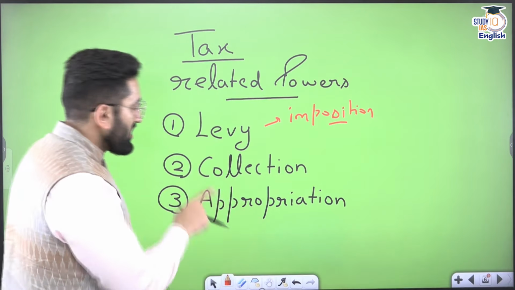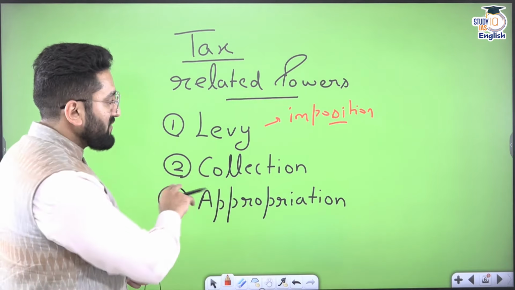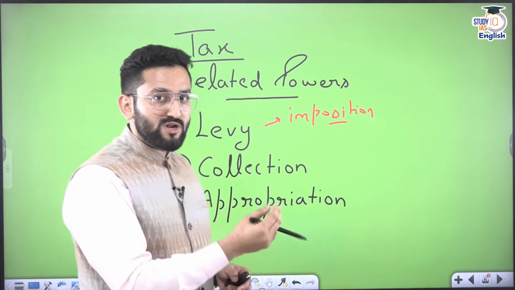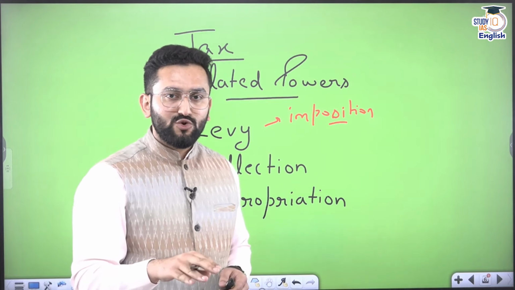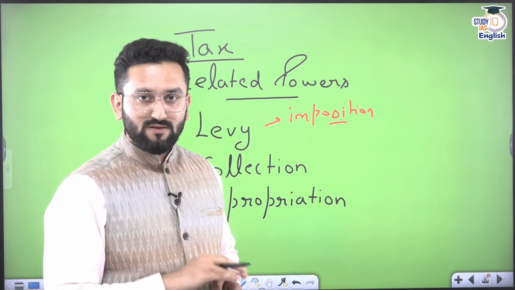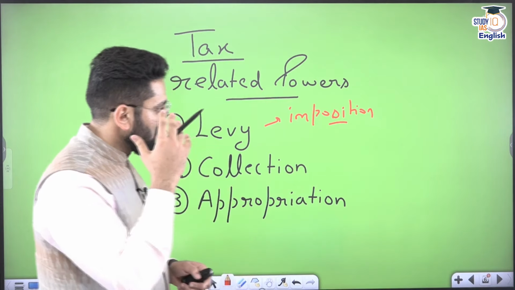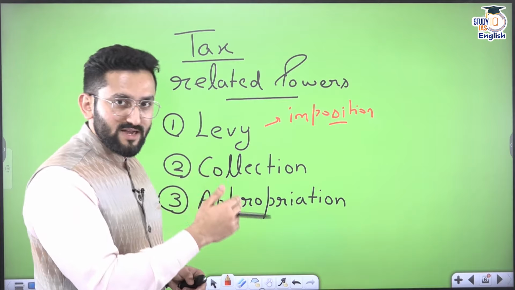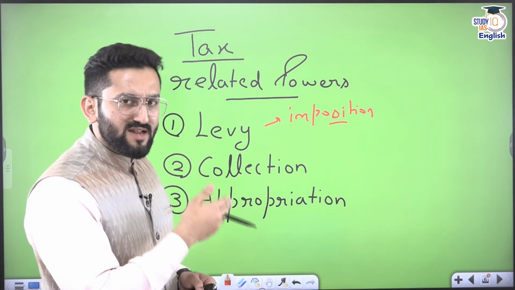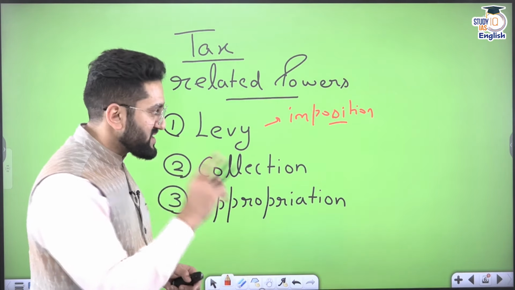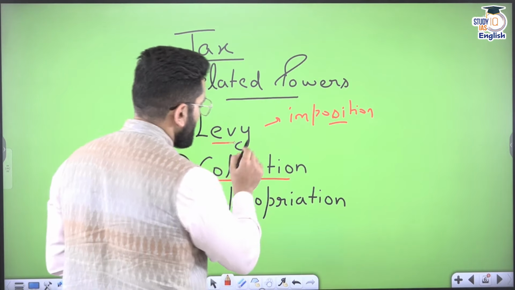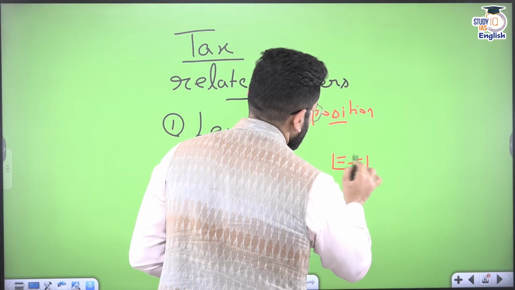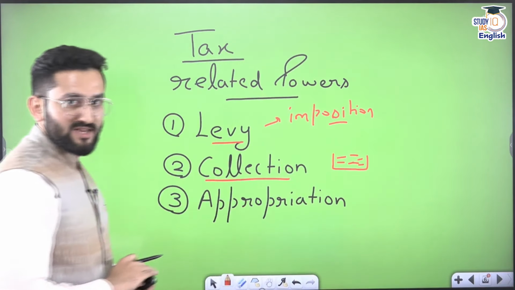Now collection. The second power is collection. It may be possible the center has imposed a tax, but the collection duty is given to the state government. So we need to be clear that it may be possible that the same authority, meaning the center, is imposing as well as collecting, or there can be a difference also. We are going to discuss it, but you should be attentive to these words. These are different. Okay, for example, now we have collected this tax. Okay, this collection has happened.